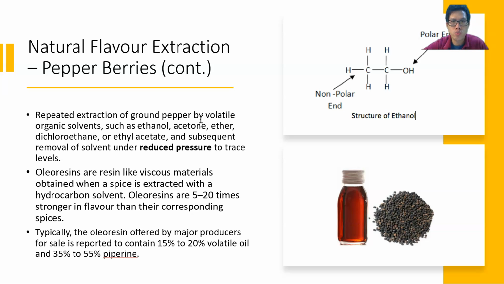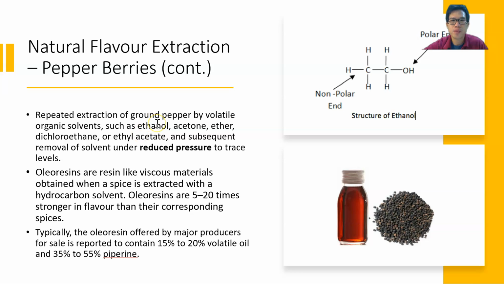What happens is that you put the solvent with the crushed pepper, crushed peppercorn, and let it dissolve the flavors. After that, you go under reduced pressure, you reduce the pressure to evaporate the solvent, but the flavor component is too heavy, it won't evaporate.